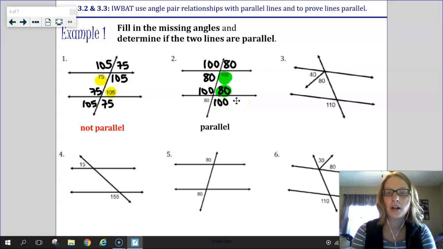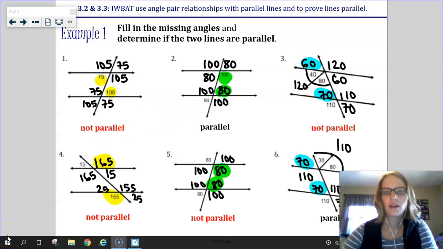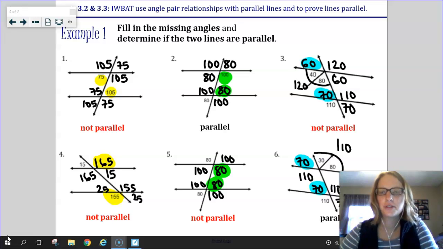Pause the video here and go ahead and fill in the rest of your angle pairs in your notes, and then continue the video when you're ready to check your answers. All right, let's go ahead and check your answers here.